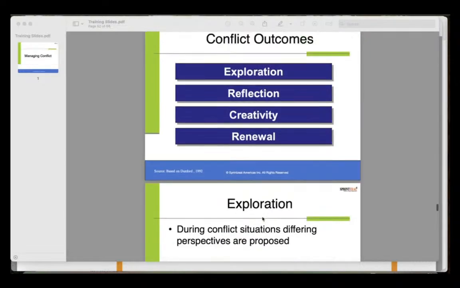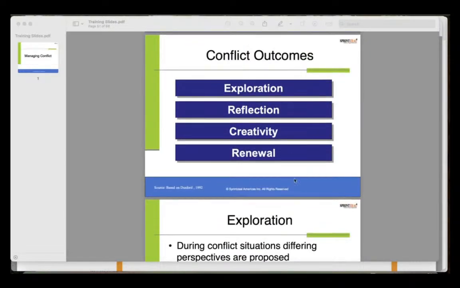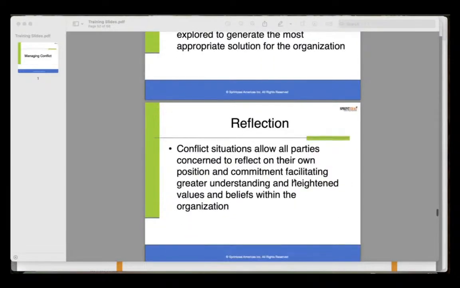And the next is reflection. So in this, what happens? Conflict situations allow all parties concerned to reflect on their own position and commitment, facilitating greater understanding and heightened values and beliefs within the organization.